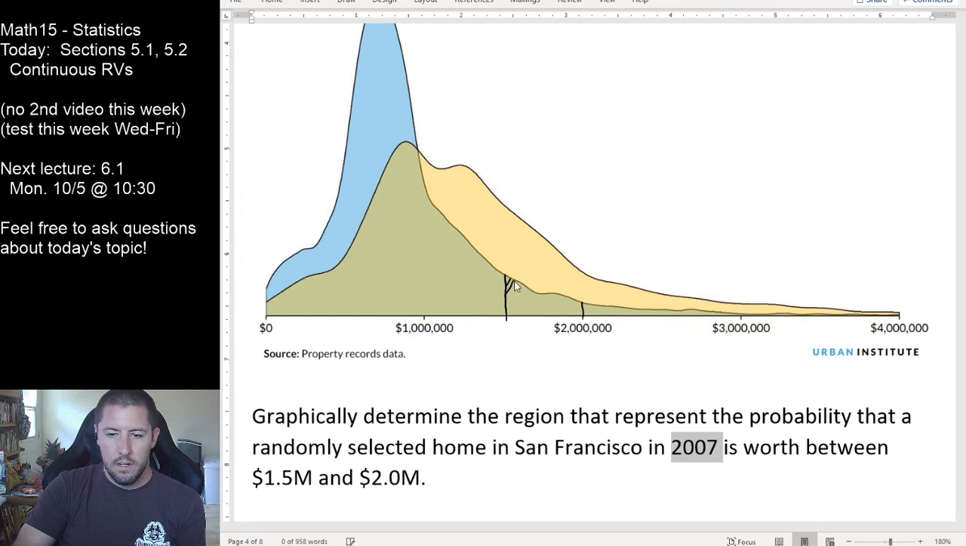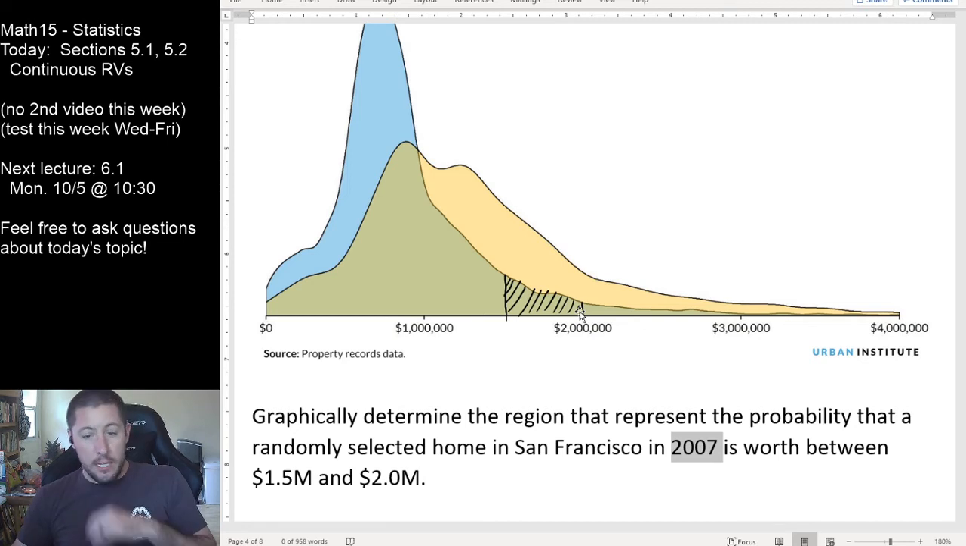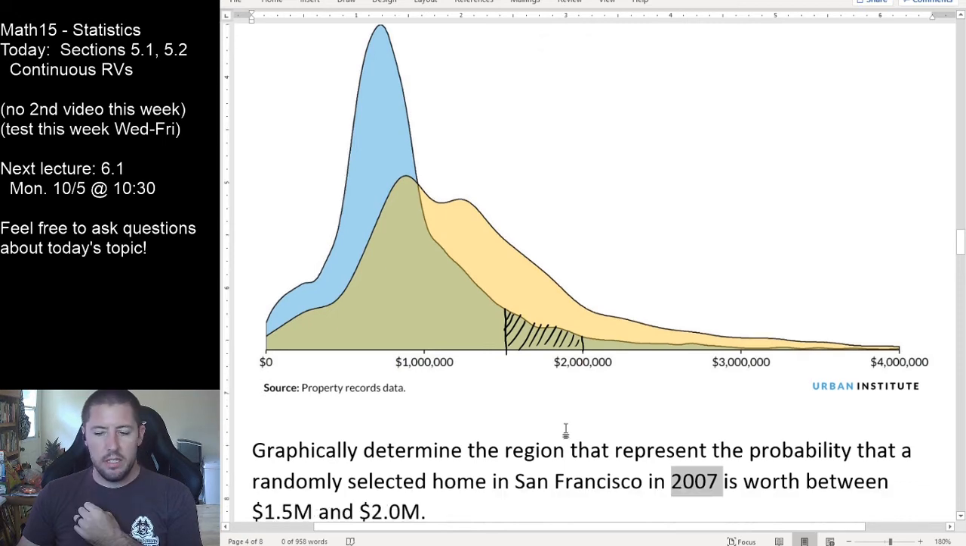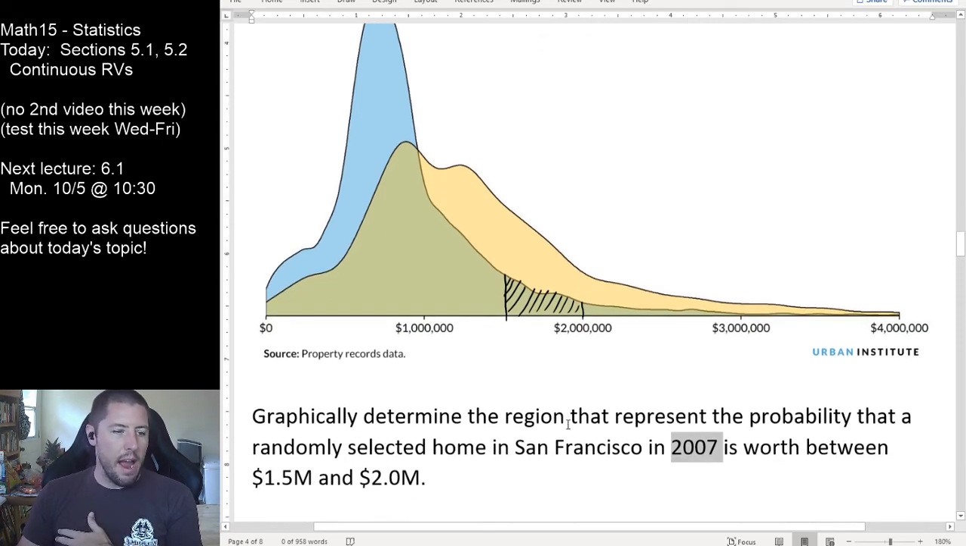And I'll just shade this with some diagonal lines right there. So what we're suggesting here is, given that the entire area underneath the blue curve is 1, however much area is in this particular shaded region of interest is exactly the probability that we would identify a randomly selected house to be worth between $1.5 and $2 million. So the point of this question is to interpret the area of a graph as a probability.